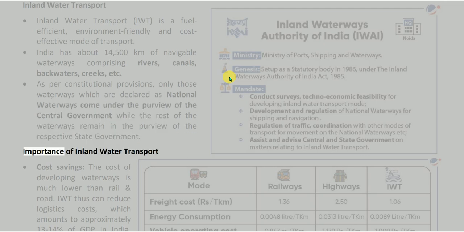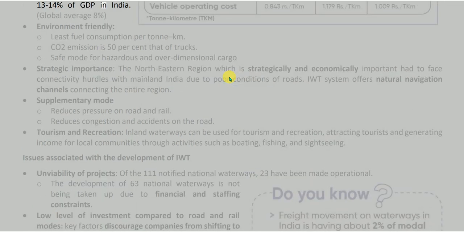Importance of inland water transport. Cost savings: the cost of developing waterways is much lower than rail and road. IWT thus can reduce logistics costs, which amount to approximately 13 to 14% of GDP in India, against a global average of 8%. Environment friendly: least fuel consumption per ton kilometer, CO2 emission is 50% that of trucks, and a safe mode for hazardous and over-dimensional cargo.